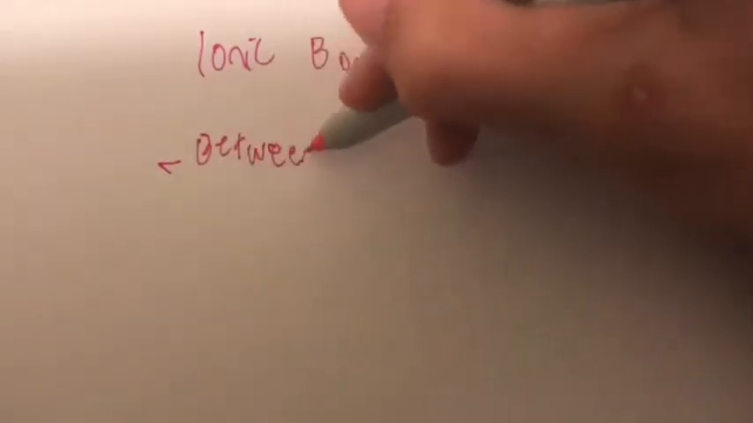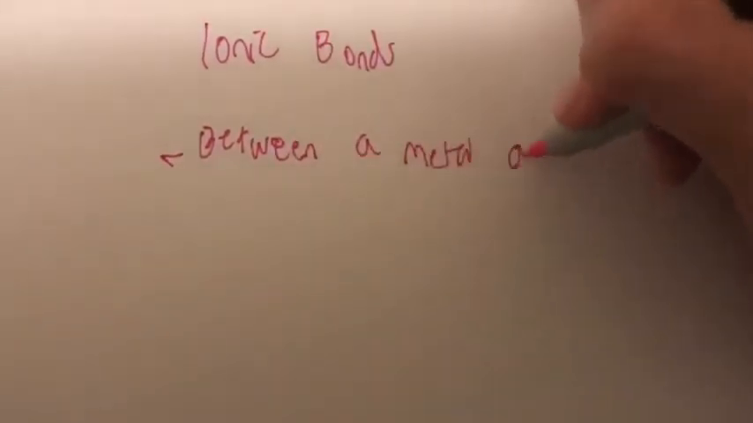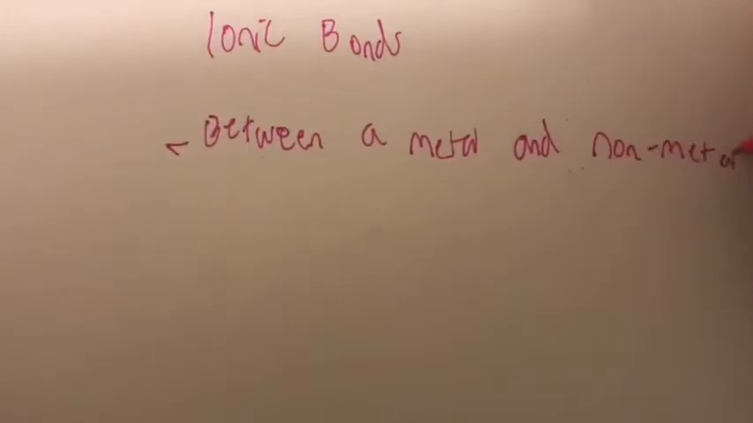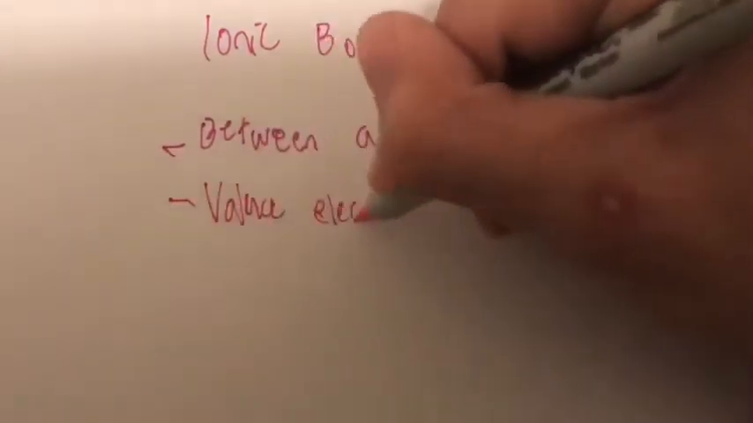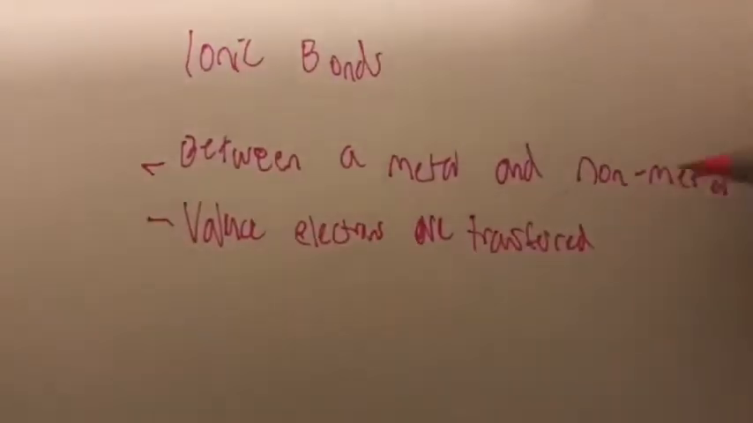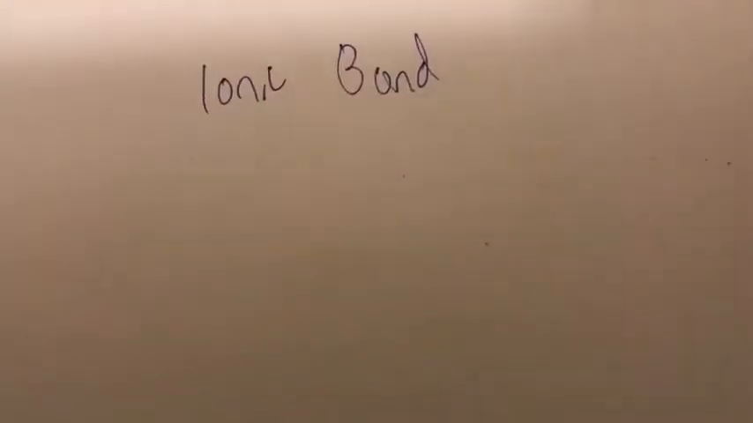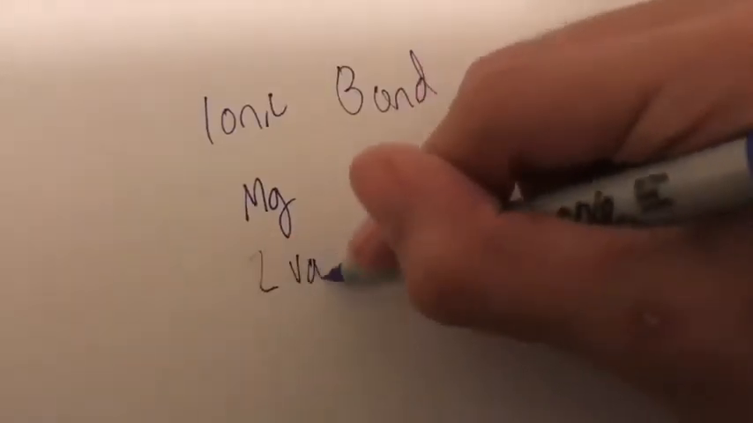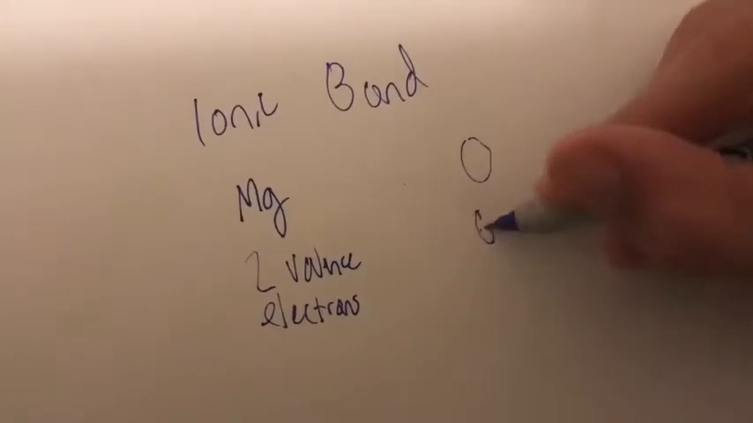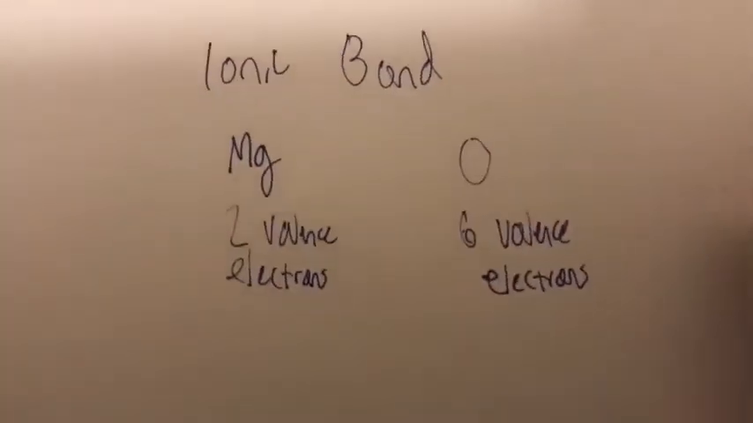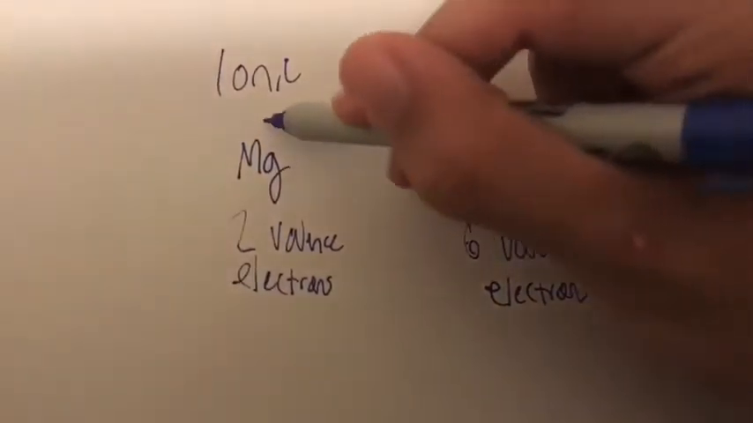Ionic bonds are between a metal and a nonmetal, or multiple metals and nonmetals, and they work by distributing all the valence electrons into the nonmetals. Here's an example of an ionic bond between magnesium, which has 2 valence electrons, and oxygen, which has 6 valence electrons. Now, bonds work by the Octet Rule.